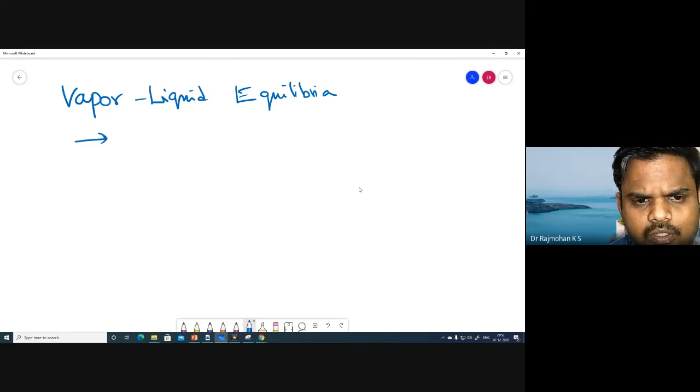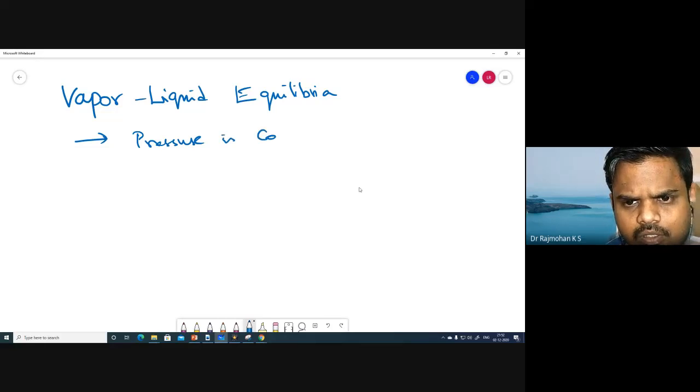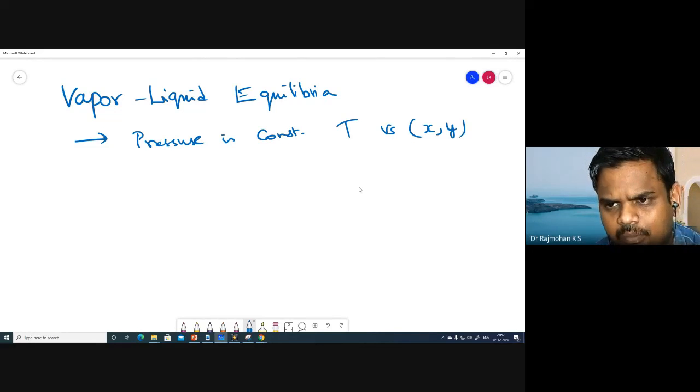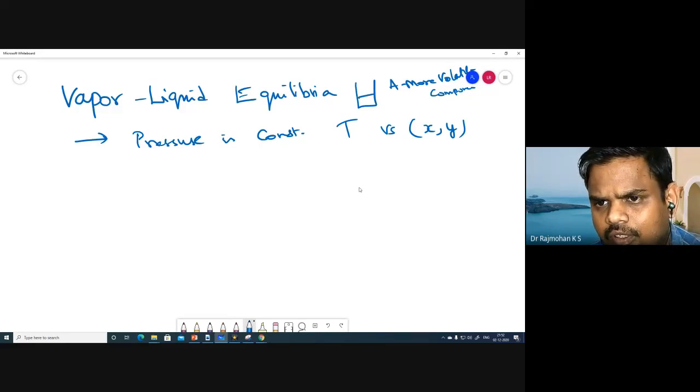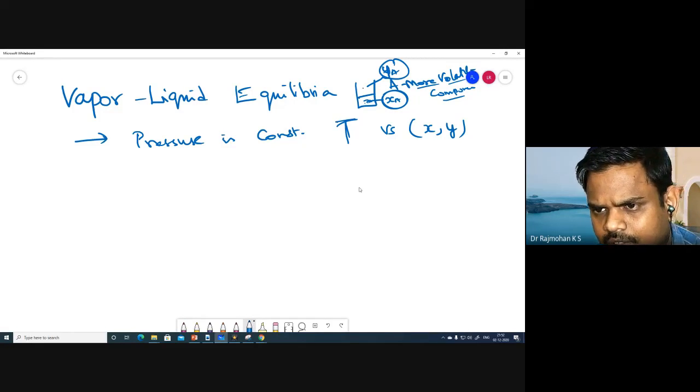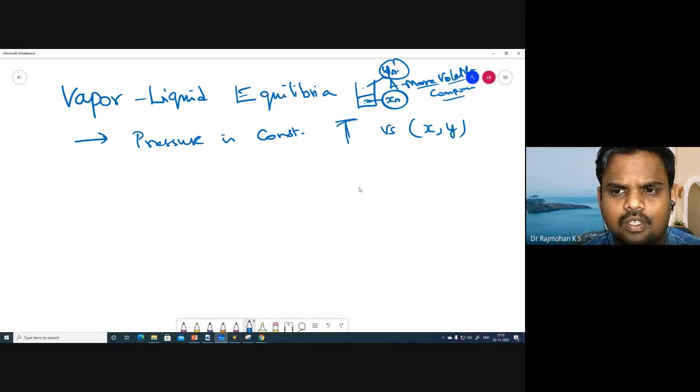we come across two cases, where in one case pressure is kept constant and we look at the variation of temperature as a function of x, y. Let A be the more volatile component, and we have liquid and vapor. So we have the mole fraction of A in the liquid phase and the mole fraction of A in the vapor phase. Okay, so they are the mole fractions of the more volatile component in liquid and vapor respectively. And we look at how the temperature varies, the response of T with various compositions of x and y in the solution.